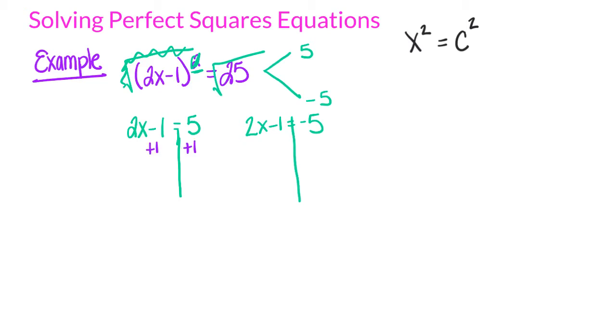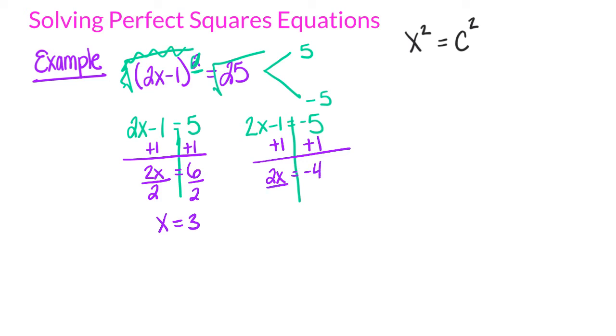To continue solving, we're going to simply add 1 to both sides, leaving us with 2x equaling 6, and then simply dividing by 2 and giving us x equals 3. Now we're going to do the same thing to the other equation. We're going to add 1 to both sides, get 2x equals negative 4, and divide by 2, giving us x equals negative 2. Here are our two solutions.